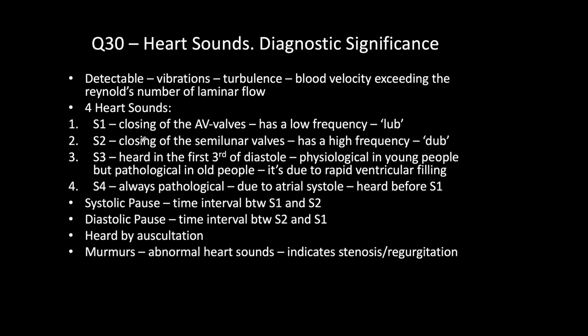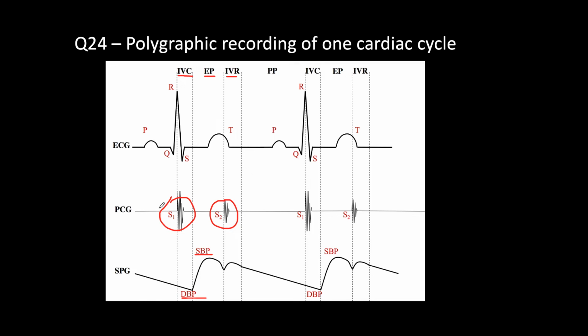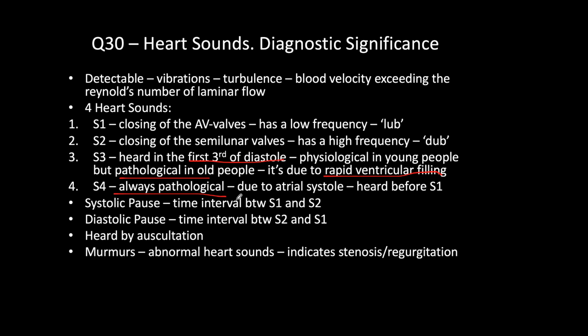And S3, usually physiological in young people, is heard in the first third of diastole, very important to know: first third of diastole, physiological in young people, but usually pathological when you're listening to an old person using auscultation. It's due to rapid ventricular filling. S4 is always pathological. It's due to atrial systole and therefore is heard before S1. So here, during ventricular filling by atrial systole, it's heard here, before S1. It's always pathological.